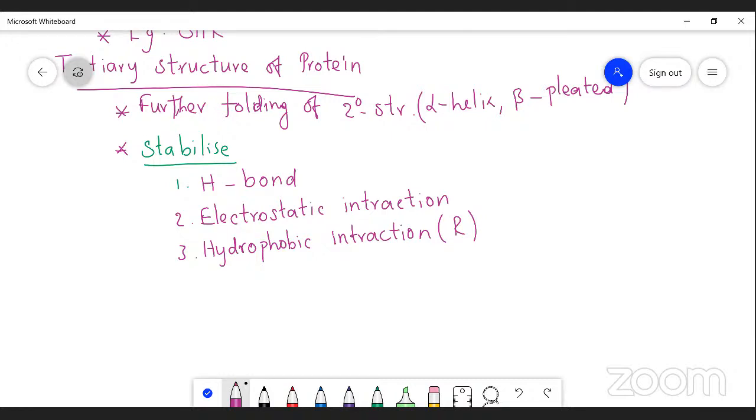So hydrophobic interaction, and also there are sulfur bridges. So these are the forces that stabilize the tertiary structure. So sulfur bridges.